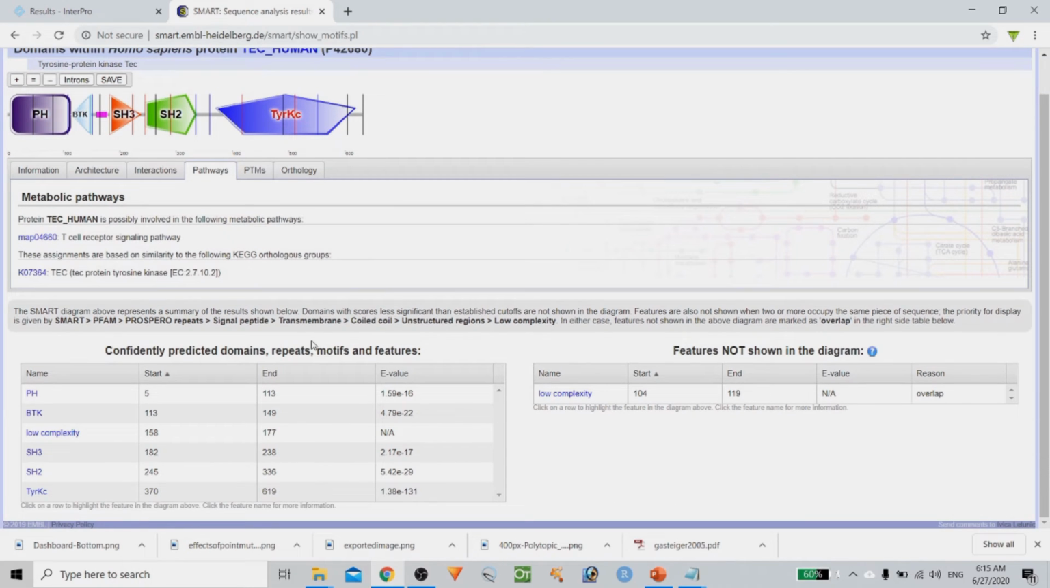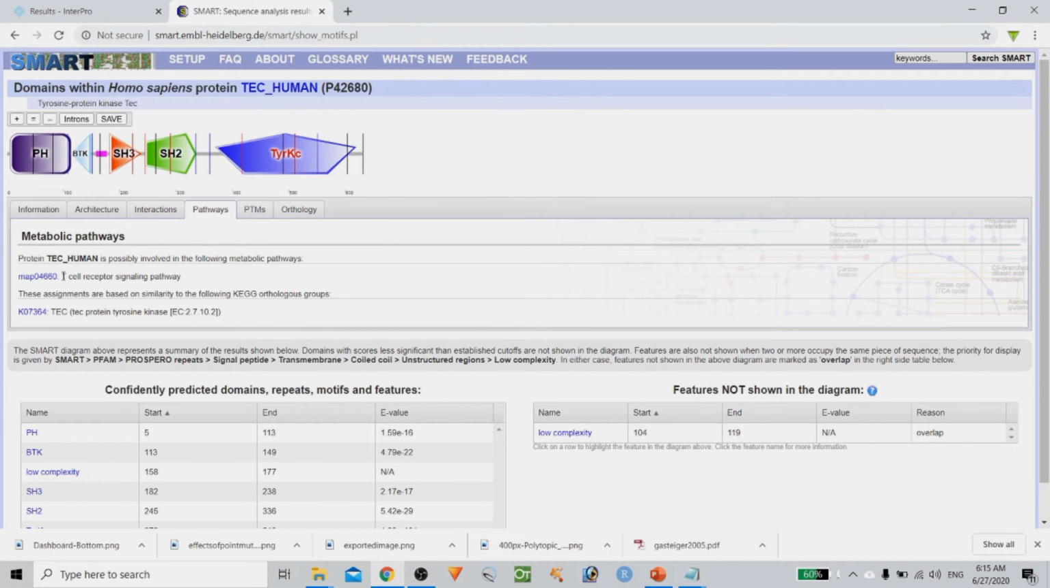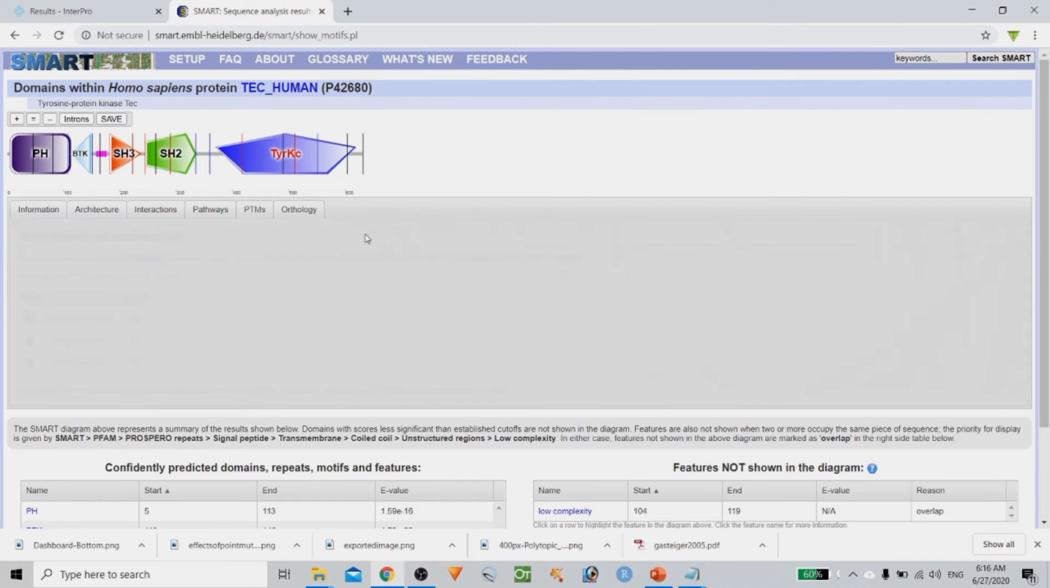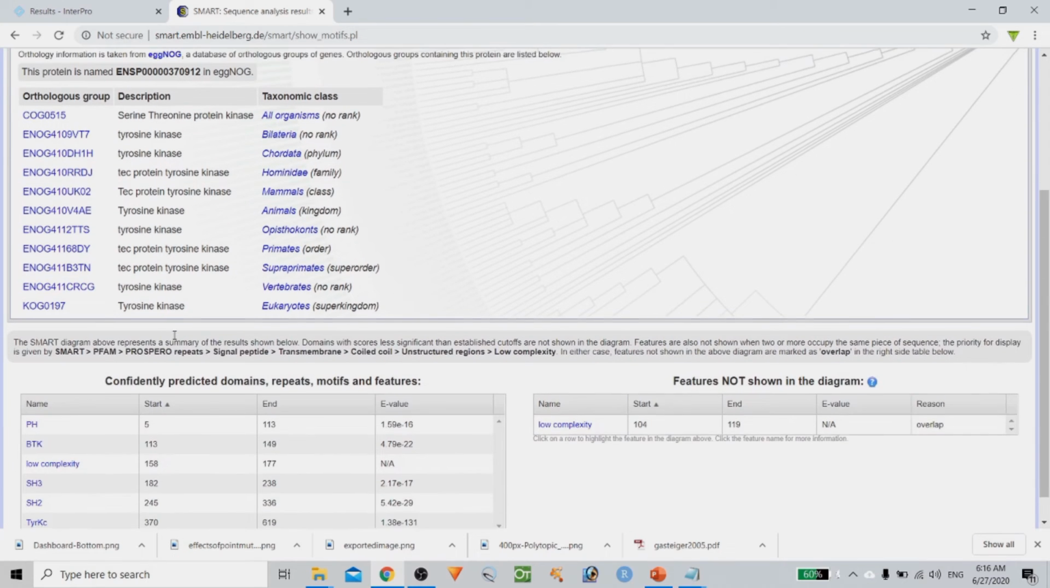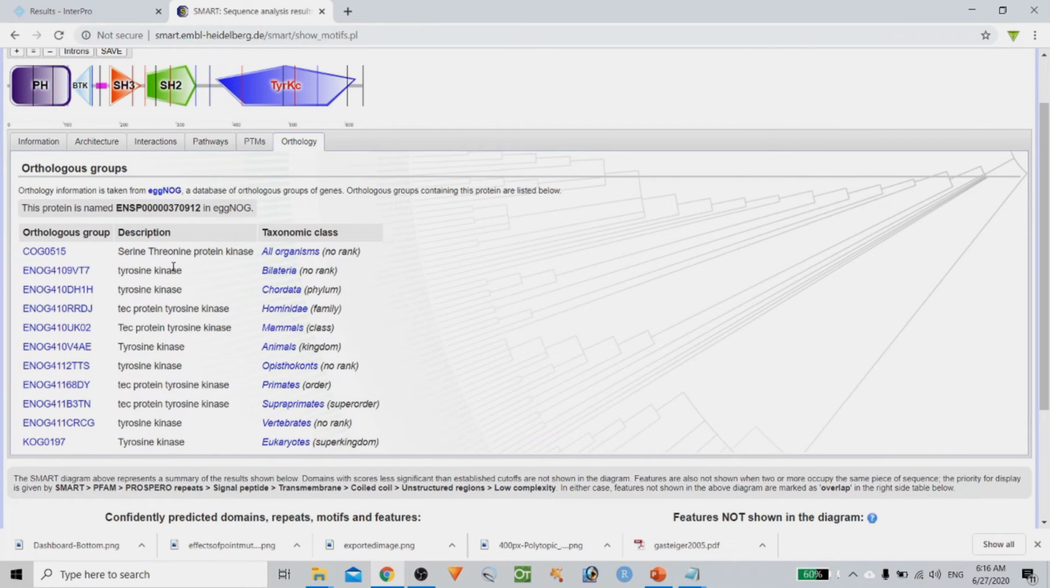If you go to pathway, it will show what major pathways are there in the protein. You can see here, it plays a very important role in the T cell receptor signaling pathway. If you go to orthology, it shows the similar organisms and the role of this protein in other species. You can see here, mostly it is a tyrosine kinase, an enzyme activity. From this analysis we can predict that our enzyme is nothing but a serine tyrosine kinase, which plays a very important role in various kinase reactions.